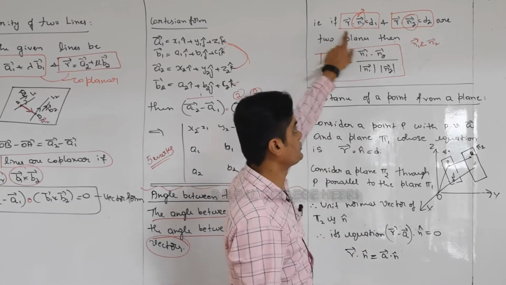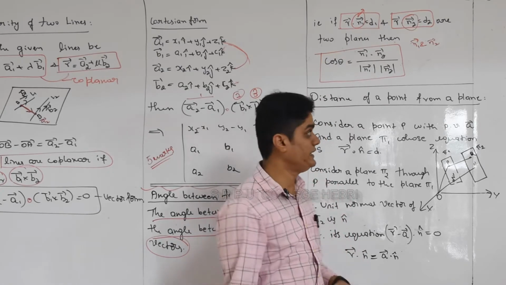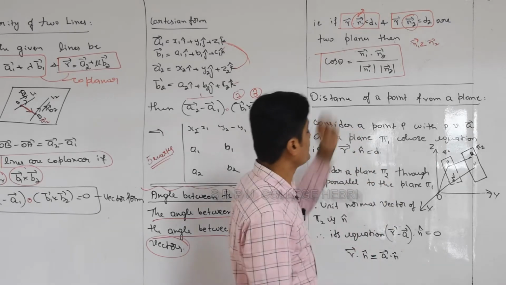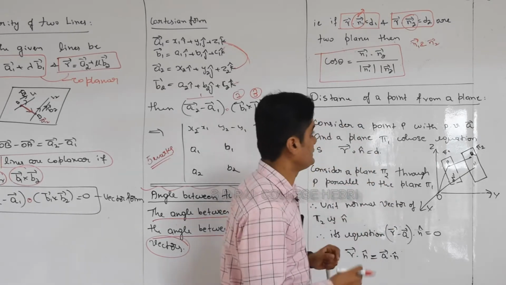So please remember that. Once you identify the normal vector from the given equation of the plane, it's very easy to find the angle between them using the formula cos theta equal to vector n1 dot vector n2 divided by their magnitudes.